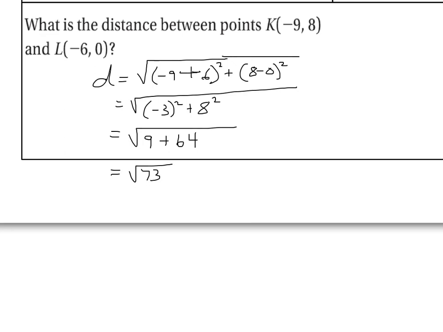And again, we want to round this probably to the nearest tenth on most of these. You end up with the square root of 73 is 8.544, which if you round to the nearest tenth gives you 8.5. So the distance between K and L is 8.5 units long.